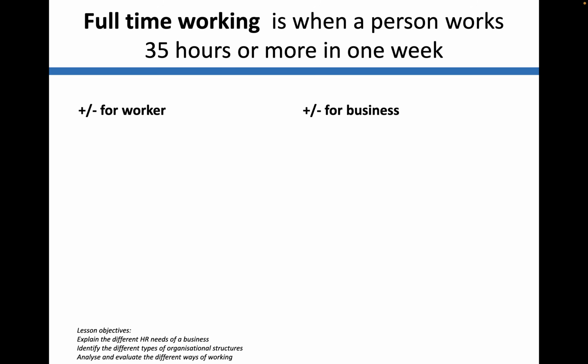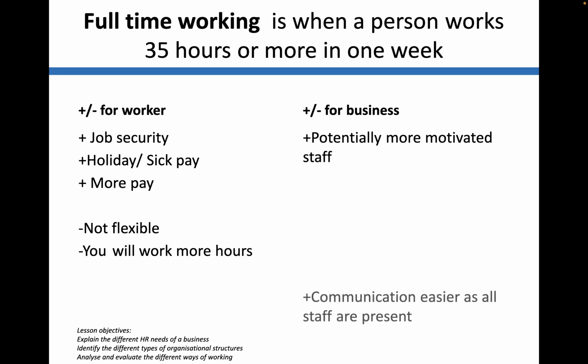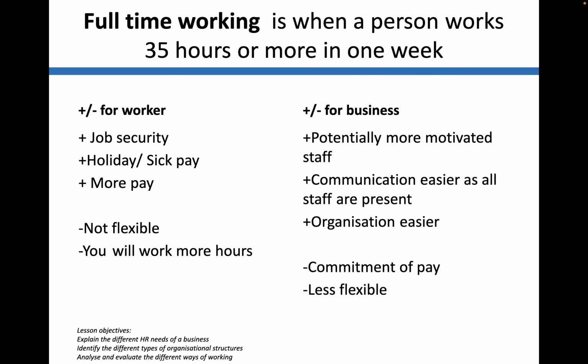Okay, ways of working's up next. So full-time working, let's put my points up. Okay, so full-time working is when a person works 35 hours or more. So if they're working 34 hours or less, they would be referred to as part-time. You need to know pros and cons for the worker and for the business of either being on a full-time working contract or for the business of hiring a full-time worker.